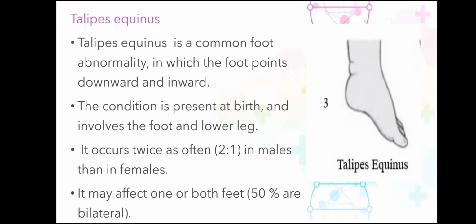Talipes equinus. It is a common foot abnormality in which the foot points downward and inward. The condition is present at birth and involves the foot and lower leg. It occurs twice as often in males than in females. It may affect one or both feet. 50% are bilateral.